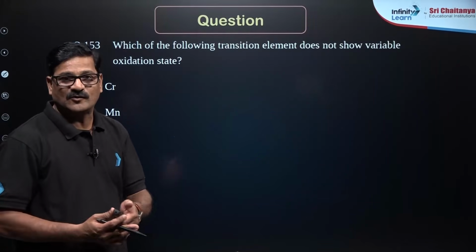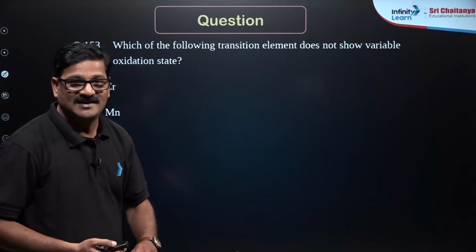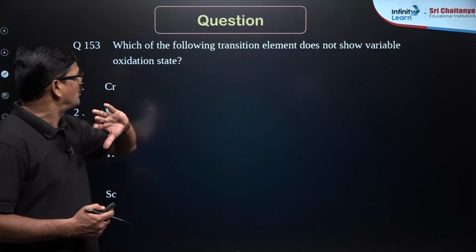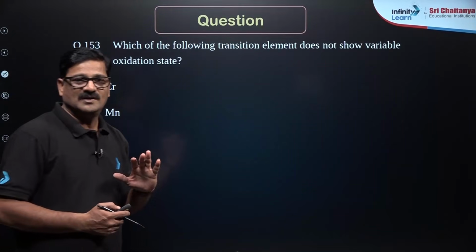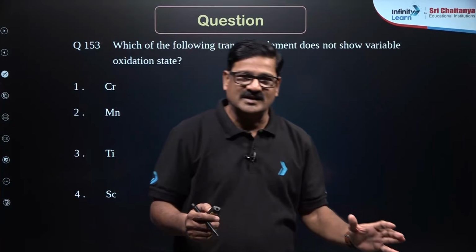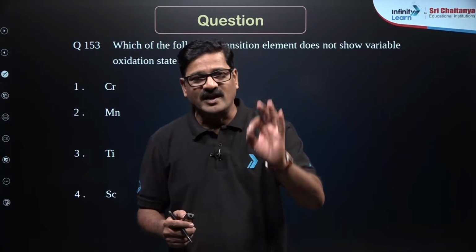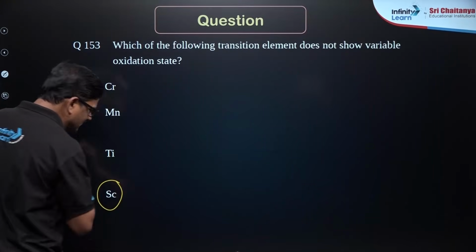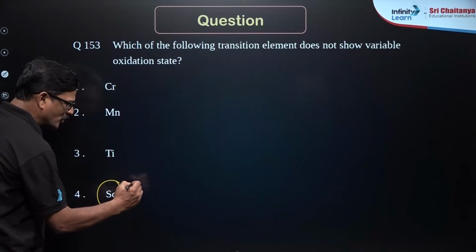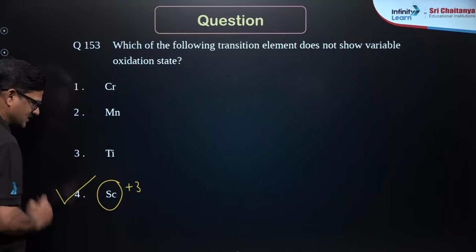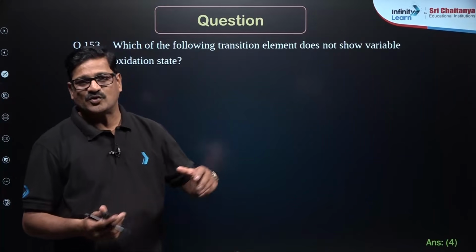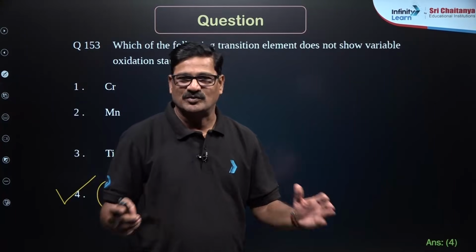Moving ahead, here is a question from transition elements. Which of the following transition elements does not show variable oxidation state? All the transition elements in the 3d series exhibit variable oxidation states. Here scandium is the only 3d element which shows only one type of oxidation state, that is +3. So the answer for this question is option 4.